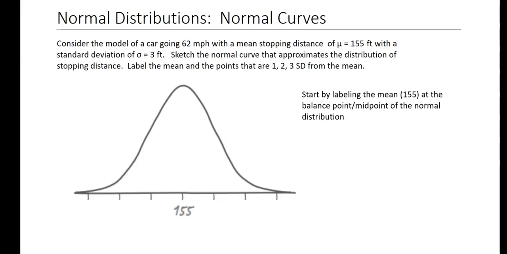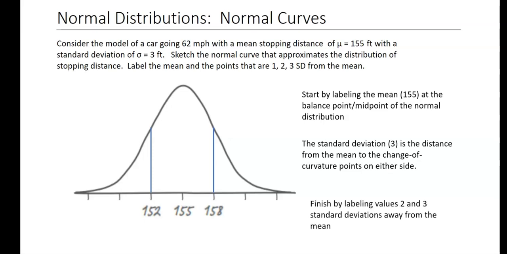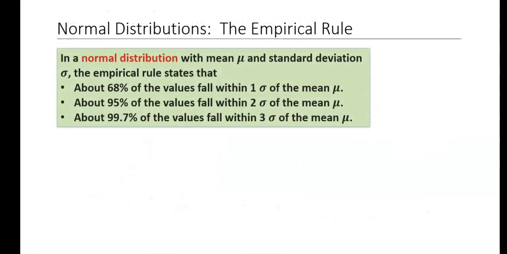Start by labeling the mean, put that in the center, right? That's the mean and the median, or approximately the median. Standard deviation is 3, so we're going to go to the right 3, to the left 3. That's 1 standard deviation to each side. Within 1 standard deviation from the mean is from 152 to 158. Within 2 standard deviations of the mean would be from 149 to 161, and within 3 would be from 146 to 164. You can tell already, probably, the vast majority of the data is going to be within 3 standard deviations. There might be a little piece out on each side, but very small.